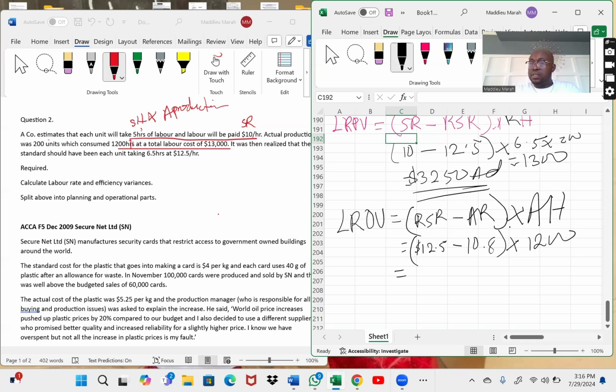And this variance, remember, is going to be what? Very good, favorable variance. We revised to pay 12.5, or we pay 10.8. So it's a favorable variance. So favorable of how much? This will give 12.5 minus 10.8, this so much multiplied by 1,200. This will be 2,040. Favorable.